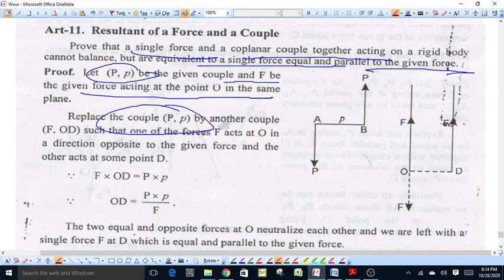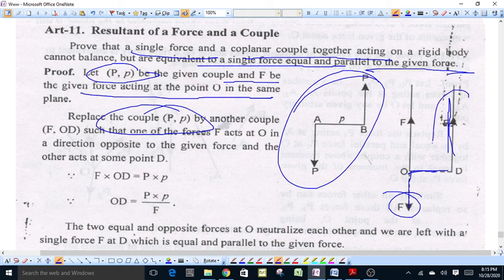Now we replace this couple by another couple, equivalent to the given couple P, P, such that one of the forces acts at point O in a direction opposite to the given force F. This couple is introduced as an equivalent couple of the given couple, whose moment is equal to the moment of the given couple.